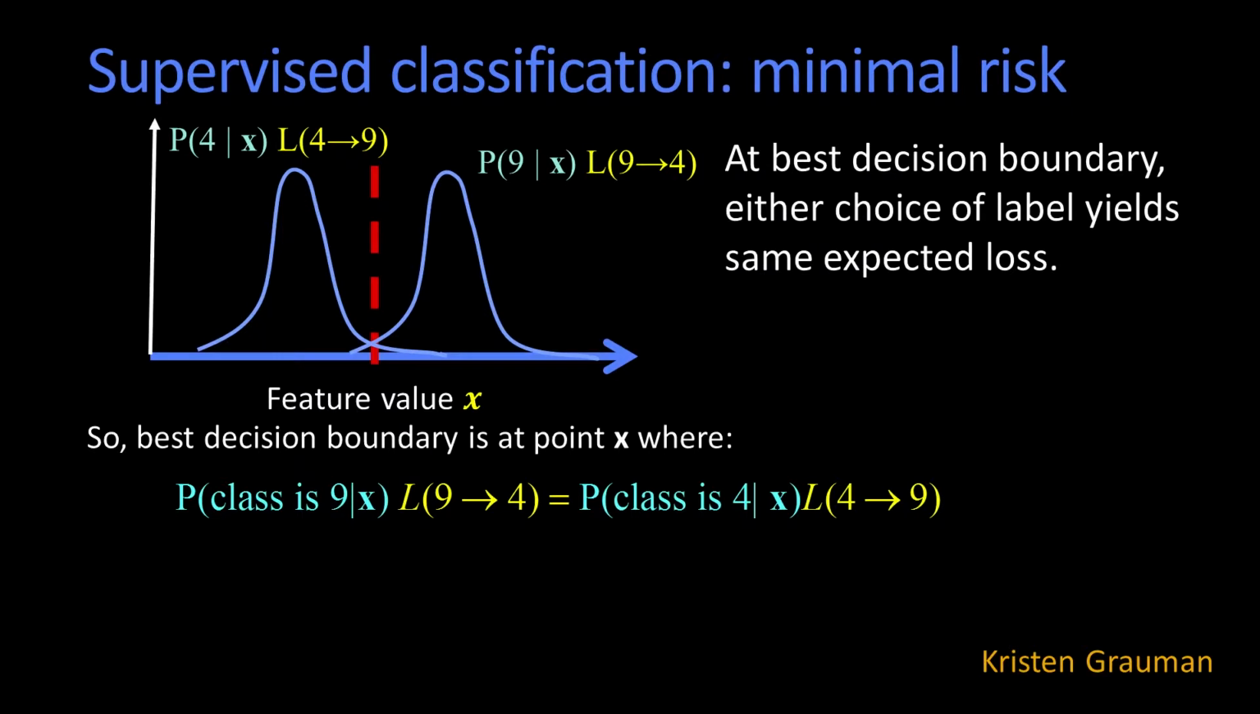Well, knowing what the losses are, that's easy. You just tell me how expensive it is for me to call a smart person not so smart versus calling a not so smart person smart. Well, it probably has something to do with their stature. So my losses might be asymmetric, or my losses might be symmetric.